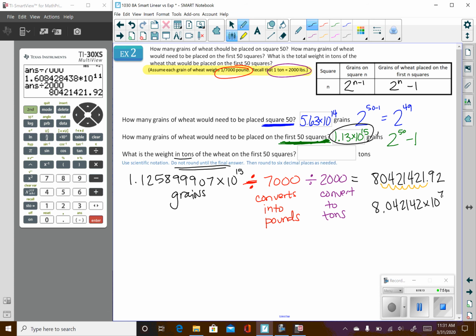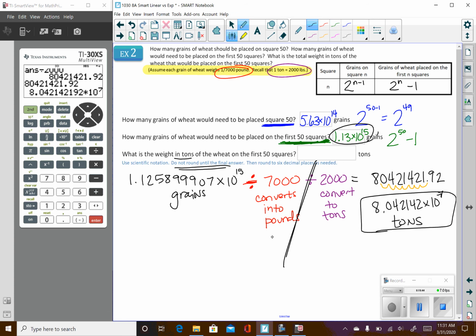Or if you prefer to let your calculator convert it, you can hit mode and then go down to scientific notation, hit enter, then quit, and then grab that number and hit enter and it will convert it. So that would be how much weight the grain had in tons. Now, like I said, some of them ask for pounds, in which case you would stop right there and get your answer.